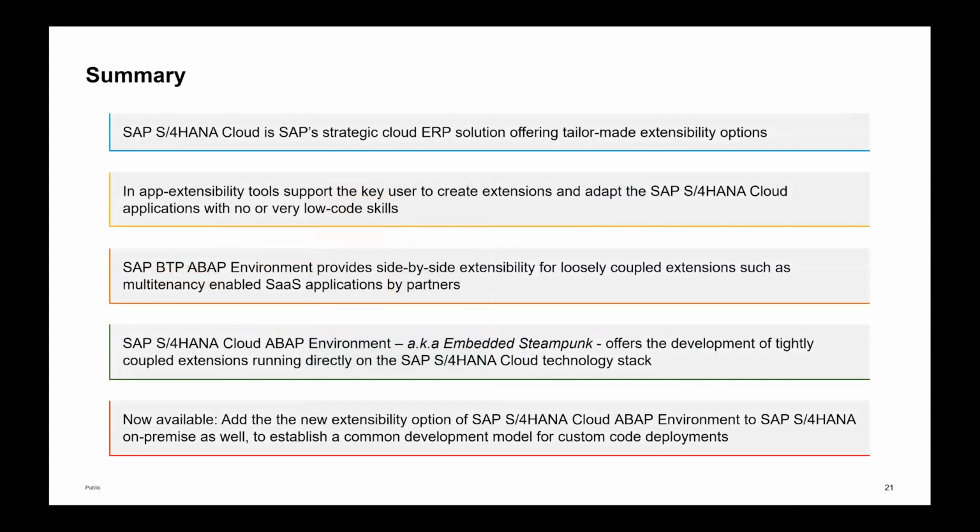So this is our summary. We have the S/4HANA Cloud as a strategic offering. Now, in addition to the in-app tools or the key user tools, we also have the developer extensibility or embedded Steampunk, and this is now available on-premise for custom deployment.